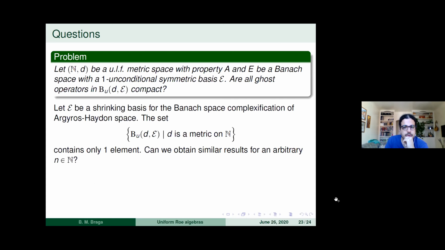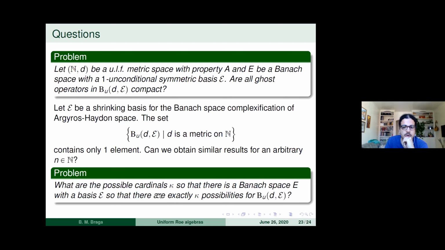Okay, now just another question. If you are looking at this very specific space, the Argyros-Haydon space, and you have a fixed shrinking basis for your Argyros-Haydon space, as I mentioned, this is always going to be just all the bounded operators. So it doesn't matter which metric you choose, you get the same space. So this set is actually just a singleton. And my question is, can you construct different Banach spaces or different bases so that you can get two spaces, three spaces, four spaces, and so on? What are the possible cardinals that the cardinality of this set can be once you choose a Banach space and you choose bases? I don't know if maybe looking at the spaces whose operators are just identity plus single operators and things like this, you can maybe get some different cardinality for that, but I don't know.